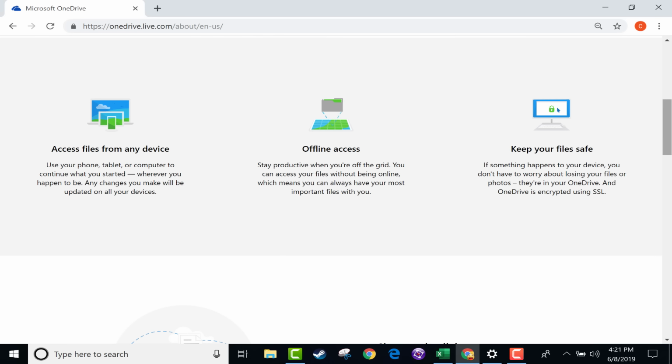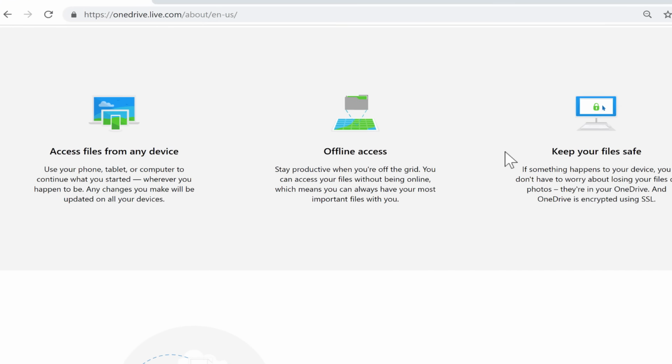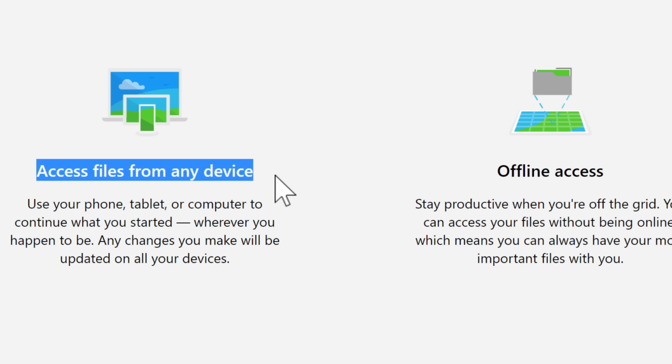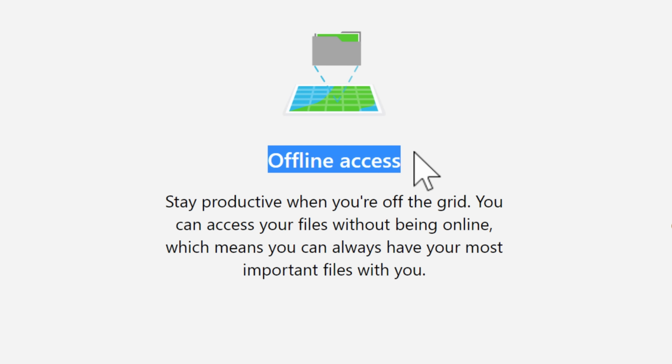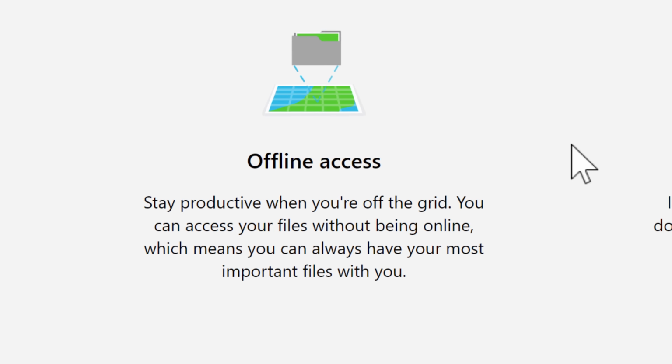I'm just going to browse down the page a little bit. It talks about some of the good features and the reasons why you might want to use Microsoft OneDrive. And this is what I already talked about, access files from any device. You also have offline access. So if OneDrive has synced your documents and folders, etc., with a particular device, you can access them even if you're not connected to the internet. So that's a nice feature.